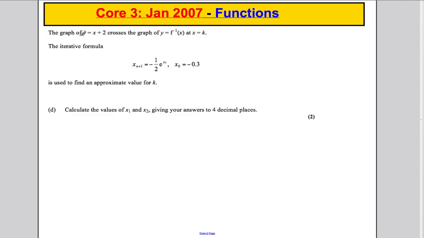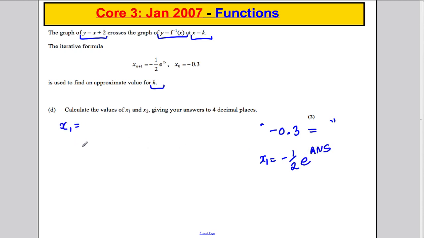Then it tells us the graph of y equals x plus 2 crosses the graph y is the inverse of x at x is equal to k. And the iterative formula is used to approximate this root. Calculate x1, x2, give your answer to 4 dp. Well, we were used to this in the iteration section. Type in your calculator negative 0.3 equals. That stores this in the answer function in your calculator. To work out x1, type in your calculator negative a half e to the Ans, and it will tell you x1. By pressing equals repeatedly, it will tell you x2 and all the other ones that follow.